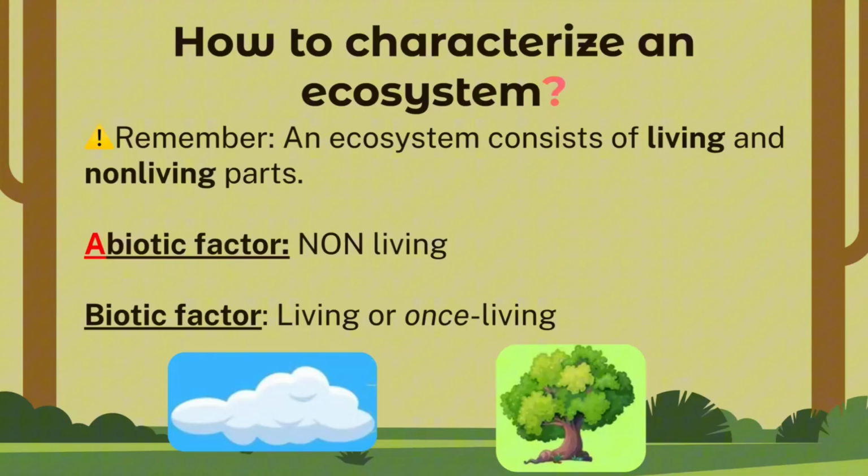Now, how do we characterize an ecosystem? Remember, as I've said, an ecosystem consists of living and non-living parts. Non-living parts we call abiotic factors. And living or once living, for example, a dead branch would still be once living, we call a biotic factor. As we can see in these two images, a cloud is just a mass of air and water vapor, so that would be an abiotic factor. But a tree would be a biotic factor since it's living.